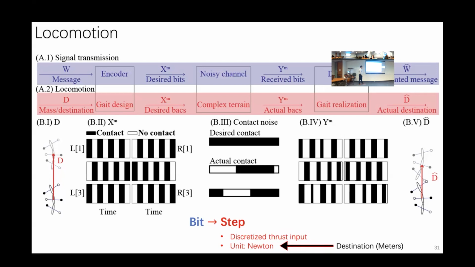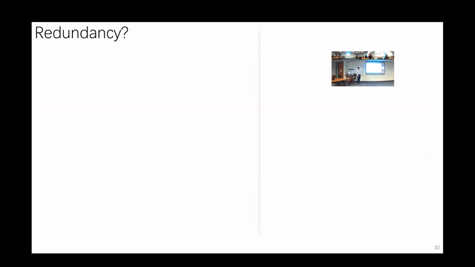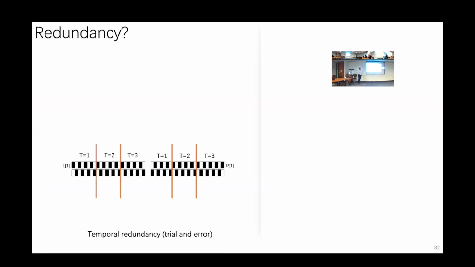Now, if I look at our hypothesis, reliable locomotion with sufficient redundancy, we haven't defined the redundancy yet. What are our redundancies? The first redundancy we considered is the temporal redundancy. That means trial and error. If we fail to reach our destination within the first second, we repeat it, and we repeat it until we make it. Of course, the temporal redundancy is evaluated by T, the number of cycles.